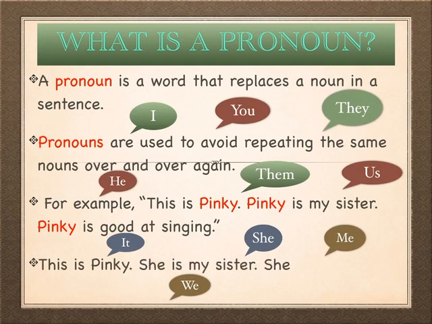This is Pinky. She is my sister and she is good at singing. So, for the first time, we have to write Pinky because we don't know whom we are referring to when we write she. So, in the first sentence, we have to write the name, or you can say the noun. And in the second and third sentence, instead of repeating the noun, we have used she, which is also considered as feminine pronoun.